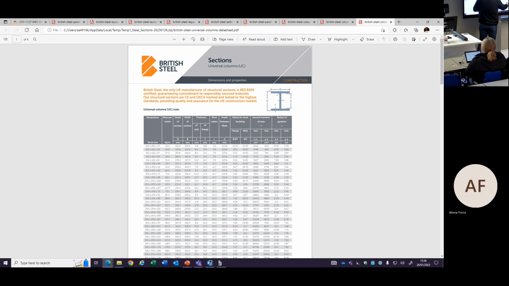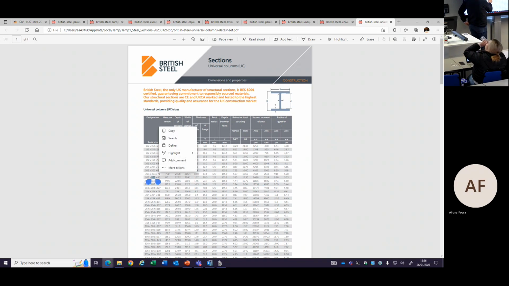And these 2 are the second moment of area for this section. For example, this is the strong axis, this is the weak axis. If I need 9,000 something, I need to go here. If it's 9,600, I need to take the next one. I need to take this one.